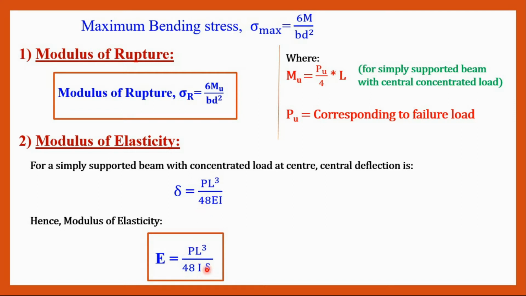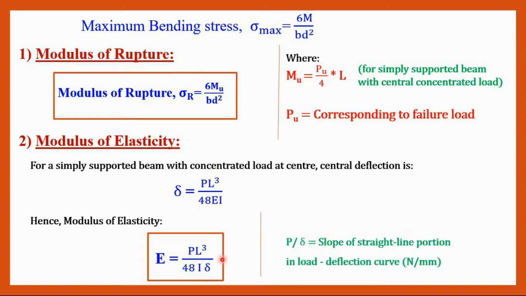How to get the P by delta value then? So, from the graph, P by delta is the slope of the straight line portion of the load deformation curve or load deflection curve. The unit of this is Newton per mm. If I substitute the value of P by delta in this equation, we are having the L value, moment of inertia value, we will directly get the modulus of elasticity. And if I substitute the failure load in this equation, you will get the direct value of modulus of rupture.